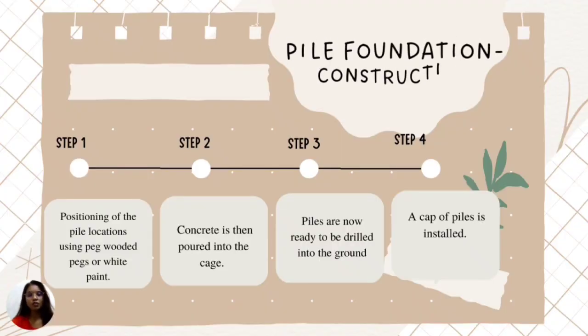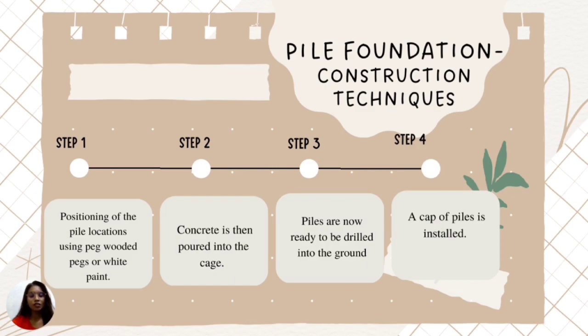For our assignment, we took a pile foundation. There are several steps for the construction technique of the pile foundation. Step 1: positioning of the pile location using the packed wooden pegs or white paint. After positioning it, the cage of the pile is made using steel. Concrete is then poured into the cage.